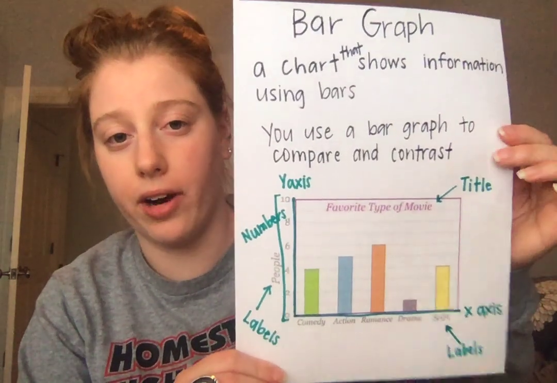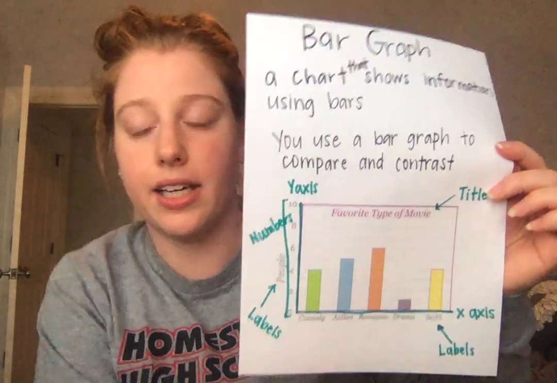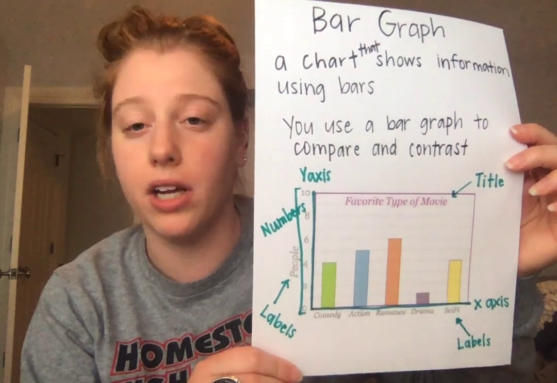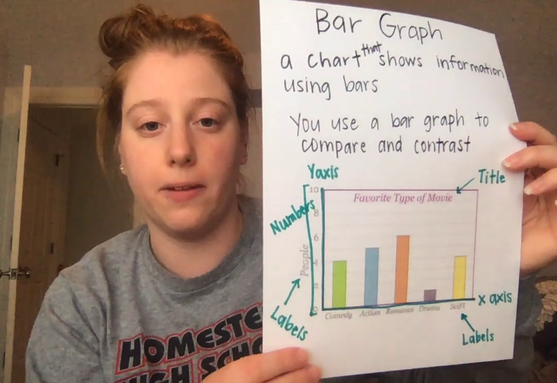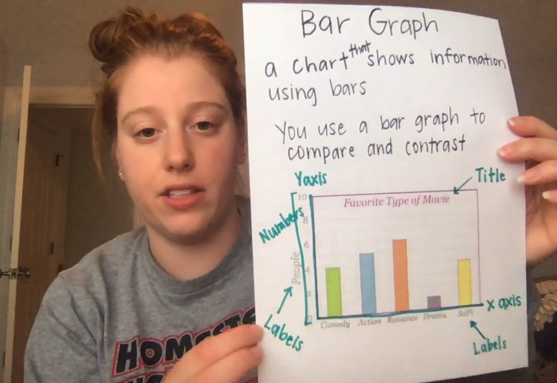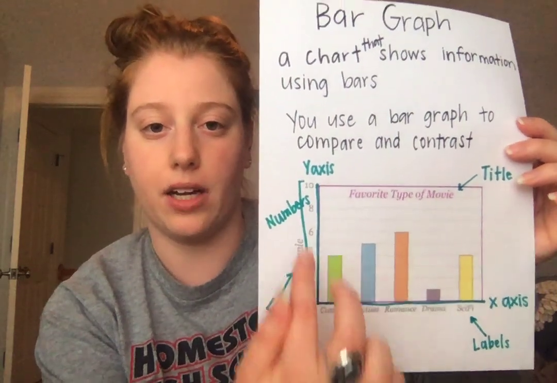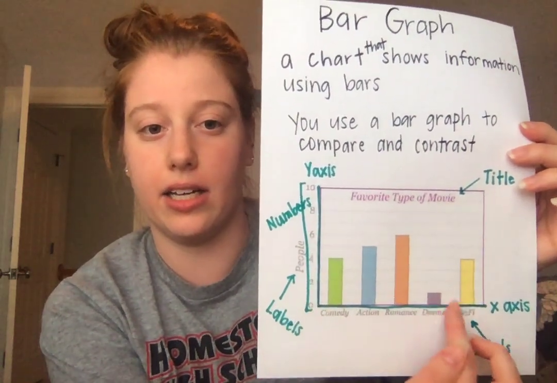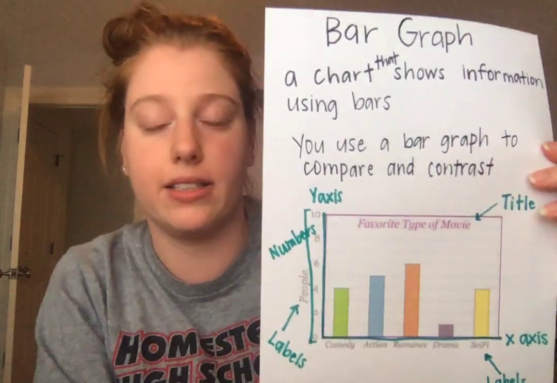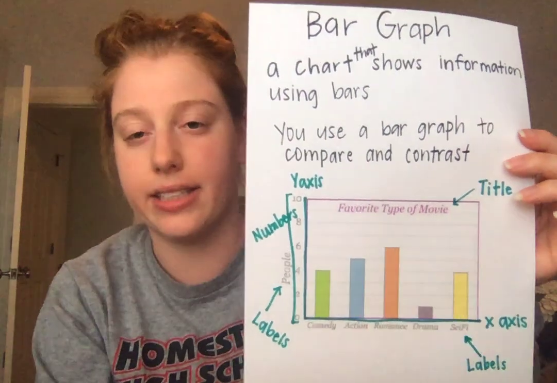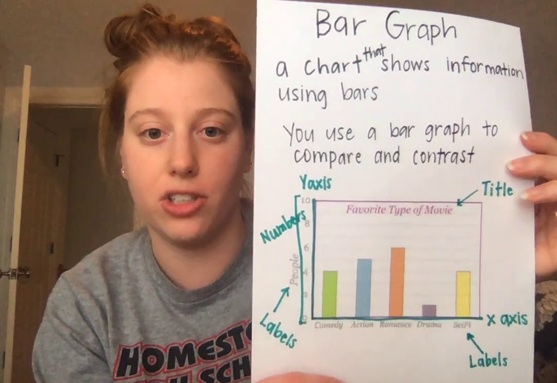So when you see a bar graph, you're going to notice that every single bar graph is going to have a title. That title tells you what the graph is about or what information was collected. This one's title is Favorite Type of Movie. Then you're going to have these labels, and there are labels on both sides, on the vertical axis and on the horizontal axis. The vertical axis is called the y-axis, and the horizontal is called the x-axis. You're not going to really include that in your bar graph. It's just good information to know.